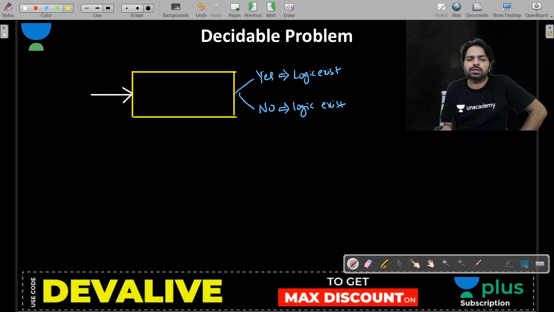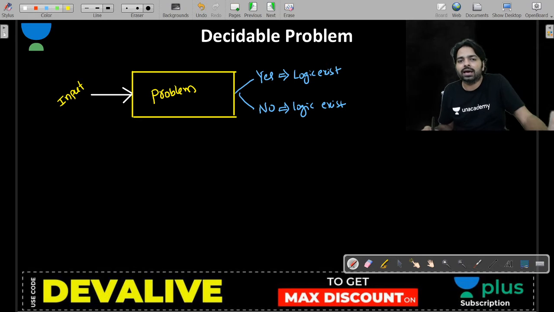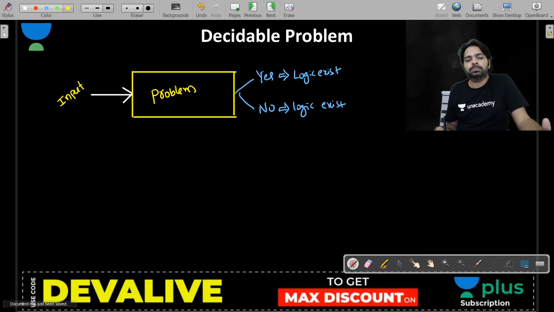Okay, an example to understand this. This is the problem I am talking about. You are trying to decide something. You might give some input. Input may be one or more, it doesn't matter. I've just taken one arrow, but one arrow doesn't mean one input here. It could be many inputs.